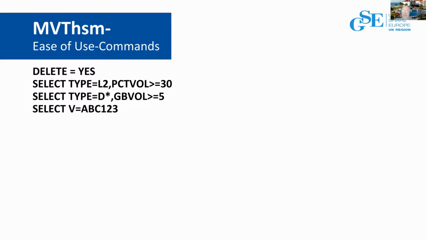You can select a portion of the vol sers that are part of your HSM pool. As an example, the first select statement here selects everything in level 2, and anything that has a percentage of invalid data equal to or more than 30%, it's going to be part of the recycle. So if only 10% of that vol ser is invalid, it won't be part of the recycle. But if 30% or more is invalid, it will be included.